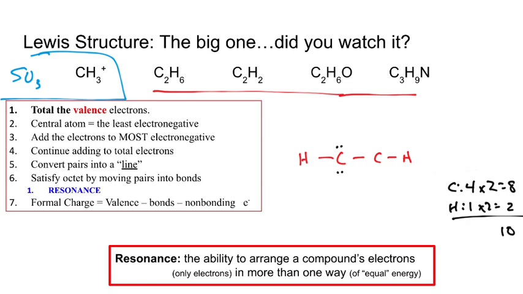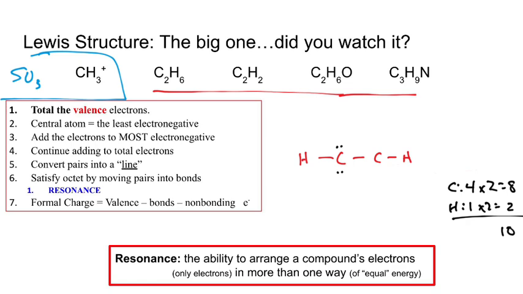Now I need to satisfy octets. Does every atom have its octet? No. Hopefully what we see is this carbon is missing its octet. You might say, what about the hydrogen? It only needs 2 to satisfy. Hydrogen floated off the periodic table for a reason. It doesn't need 8 electrons, it needs 2. It already has 2 in that bond. So hydrogen is fine. This carbon's missing its octet. So what do I need to do?